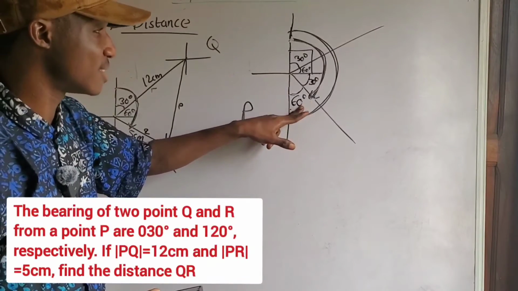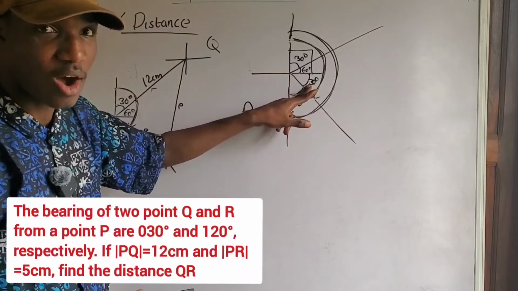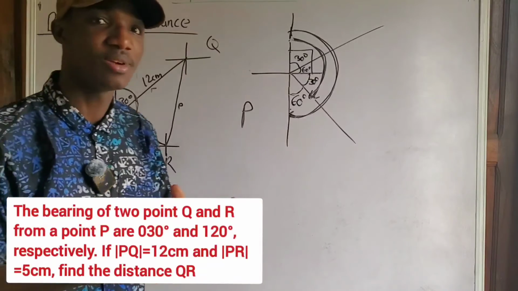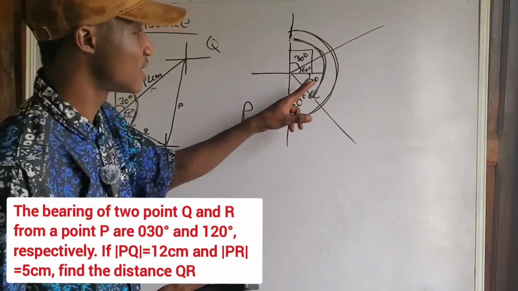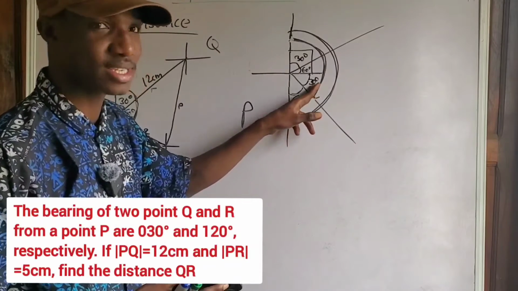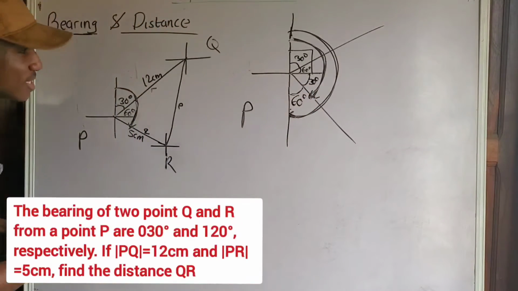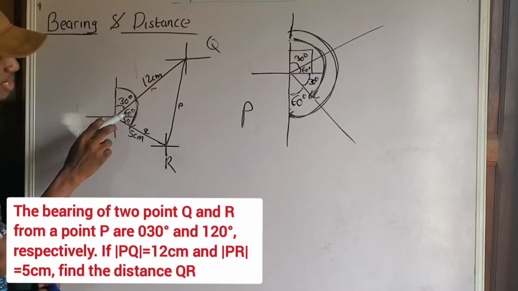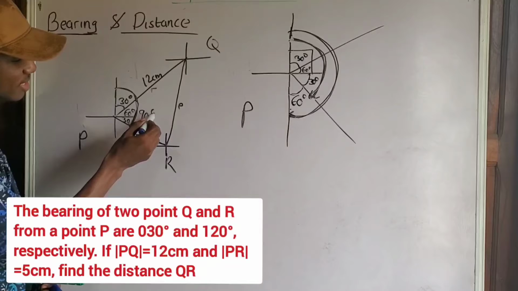Now, if this is 60, this will be 30. How? Because the angle in the second quadrant, I'm dealing with it clockwise. The angle in the second quadrant here will be what? 90. So 90 minus 60 is 30. Are you getting it? So the angle that is here will be 30. This angle will be 30 degrees. So 60 plus 30 is 90. So this angle here is 90 degrees.